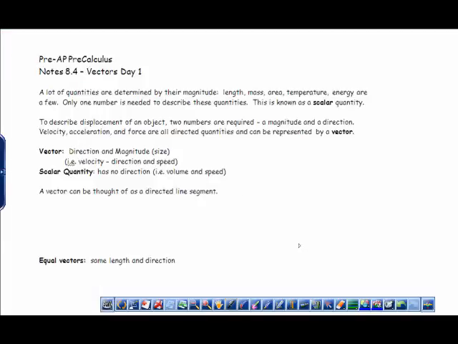Okay, 8.4 vectors day one. Some of the stuff we're going to talk about with vectors you will be very familiar with if you've been in physics. If not, that's okay. You're going to learn everything you need to know in this class. I won't assume that you know anything other than what I'm teaching you.